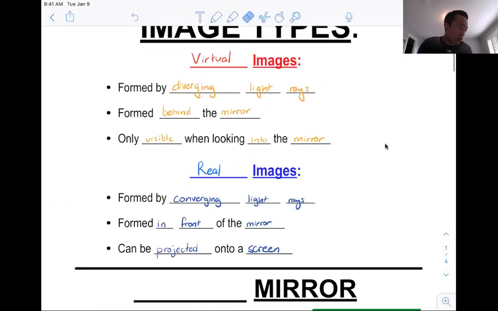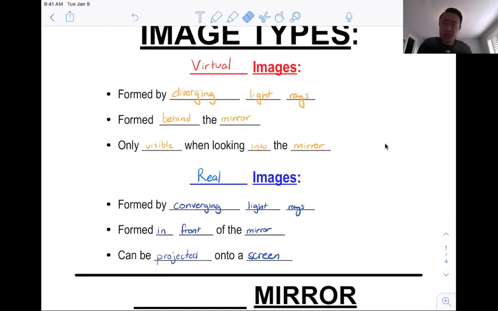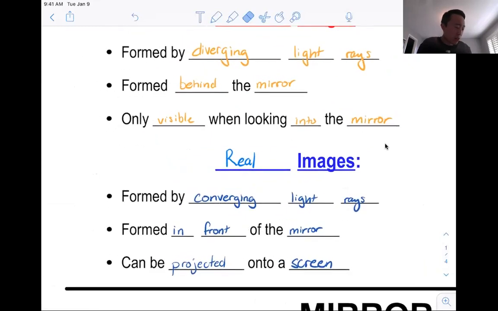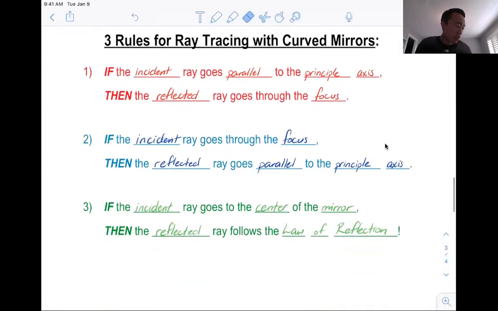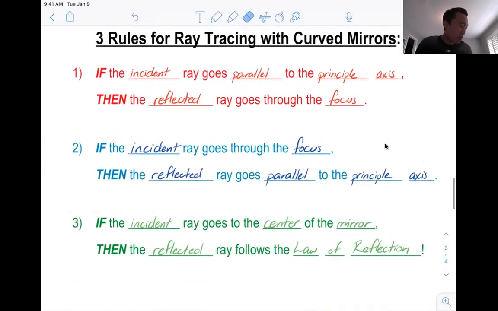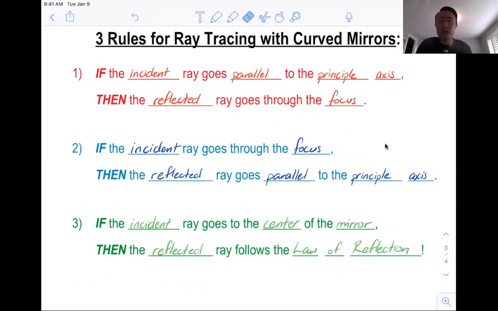And so that's kind of a review of notes for virtual and real images. If you need to jot that down, you can pause the video and make sure you have that in your notes there. But for today, there's gonna be three main rules we use to have our ray tracings done successfully. So if you go down to the way bottom of your notes, this is a review of what we want for our three rules for ray tracings with curved mirrors.